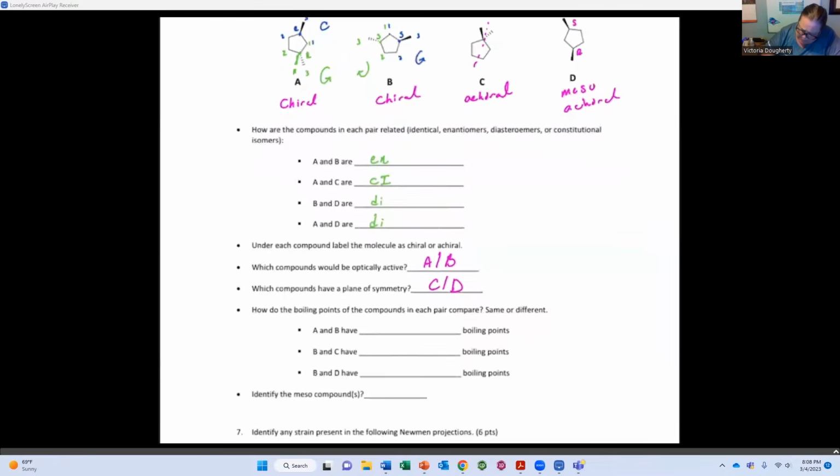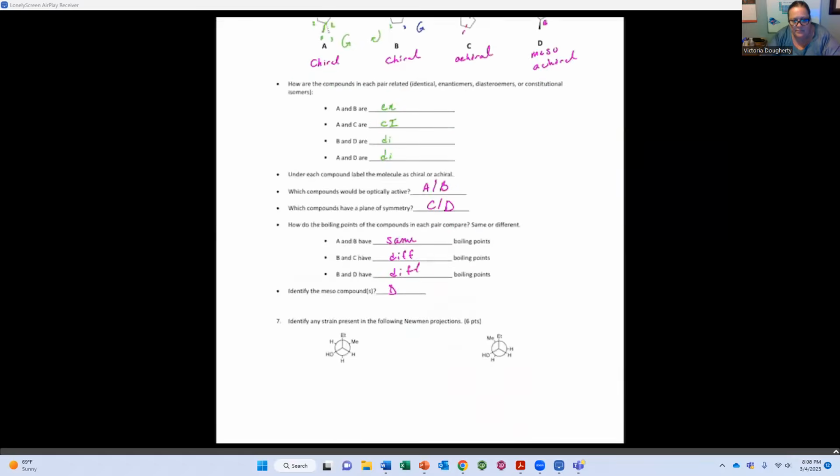Okay, what about the boiling points? Now remember, in enantiomers, everything's the same except an optical rotation. So A and B would have what? The same boiling points. B and C would have what? Different. Have no idea what they would be, but we know that they would be different. B and D would also be different. And my meso compound is D. Okay? All right. Moving on.